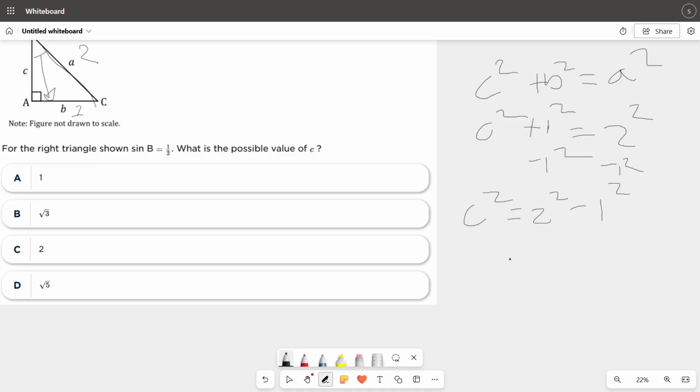So to remove the squared, we have to square root both sides. So c would equal the square root of, what's 2 times 2? 4. What's 1 times 1? 1. So this would be the answer to c, but let's do the subtraction under the square root. C would equal square root 3, and that would be B.